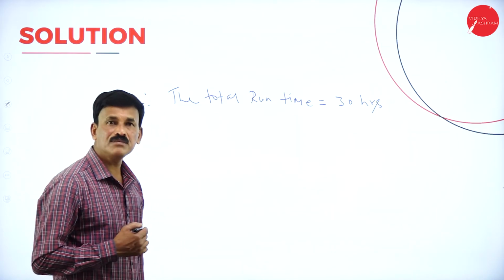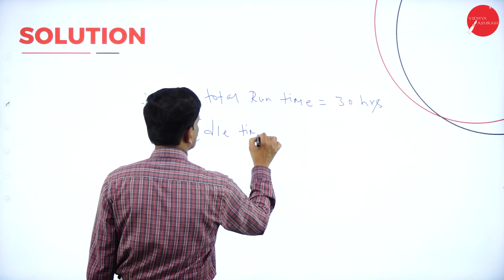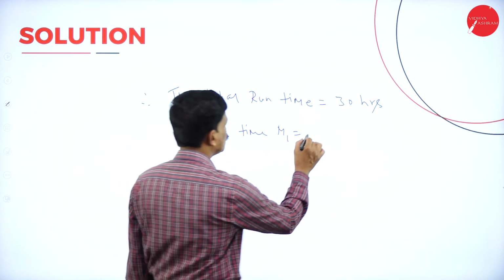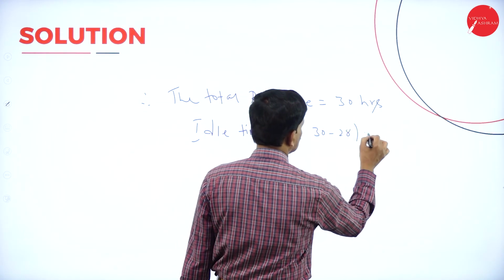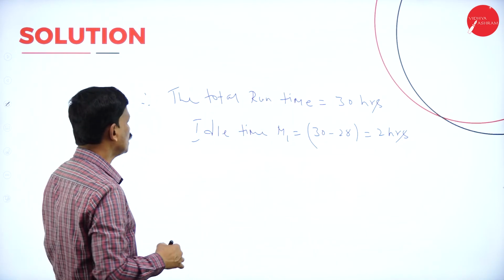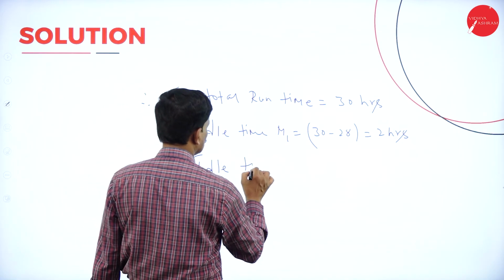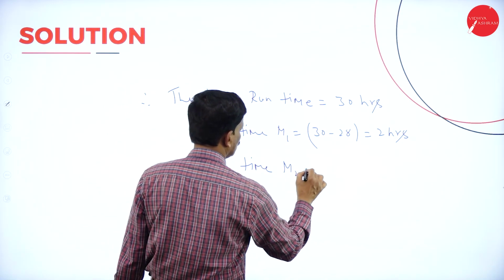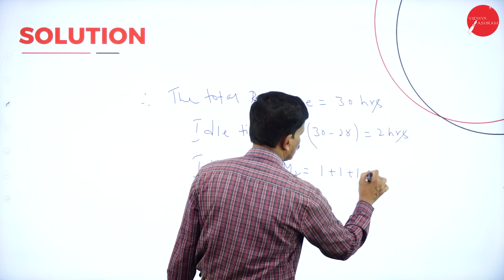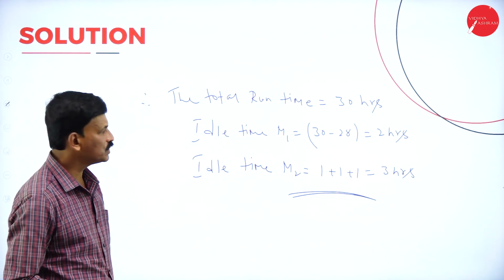Next, idle time for machine 1. Idle time, machine M1. Idle time for machine 1 is 30 minus 28. 30 minus 28 is equal to 2 hours. This is the idle time for the machine M1. Similarly, idle time for the machine 2, M2, is equal to, what is the idle time? 1 plus 1 plus 1. 1 plus 1 plus 1 is equal to 3 hours. This is the idle time for the machine 2.